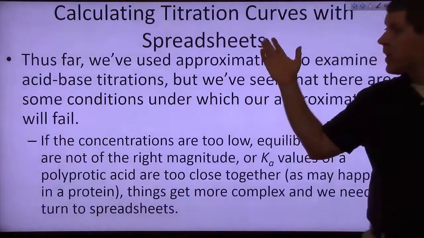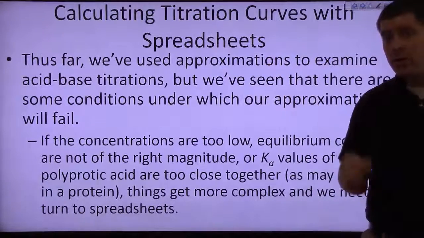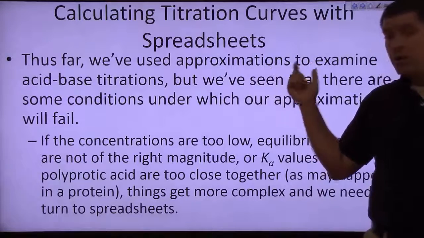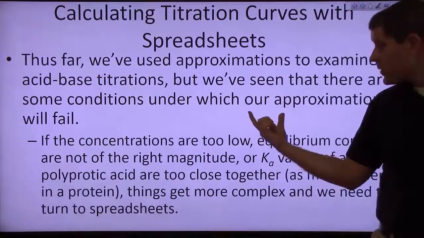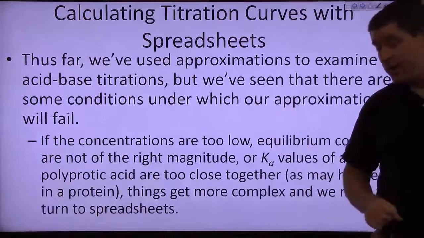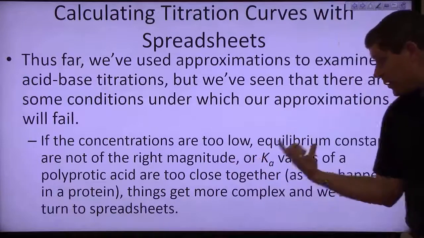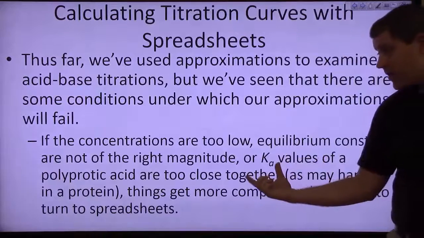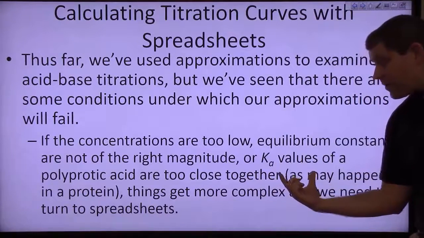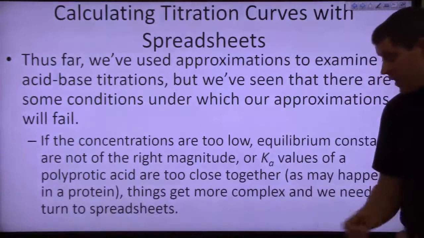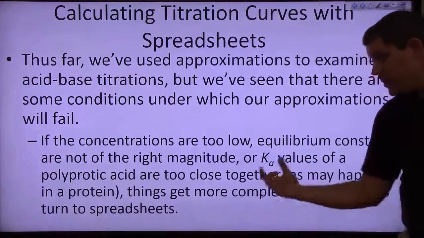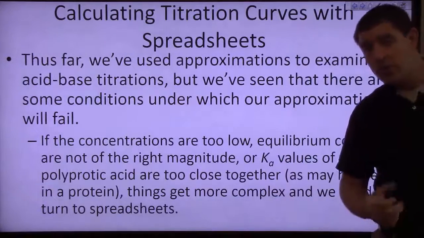So now let's turn to calculating titration curves with spreadsheets. Thus far, we've used approximations to examine our acid-base titration, but we've seen that there are some conditions under which our approximations will fail. That is, if the concentrations are too low, the equilibrium constants are not of the right magnitude, or the Ka values of a polyprotic acid are too close together, as may happen in a protein, then things get more complex and we need to turn to a spreadsheet. We need computers to do the work for us.